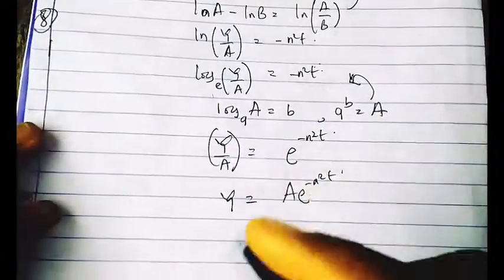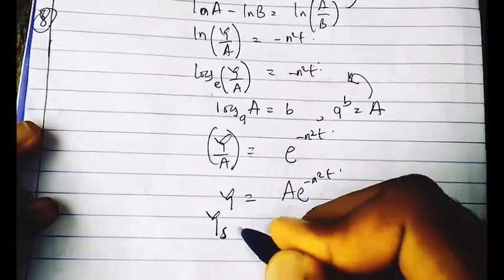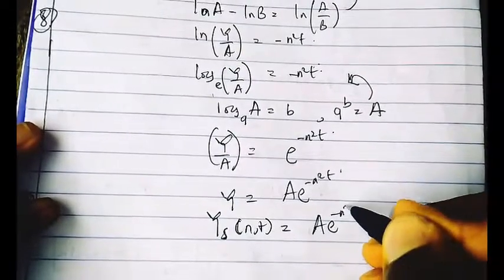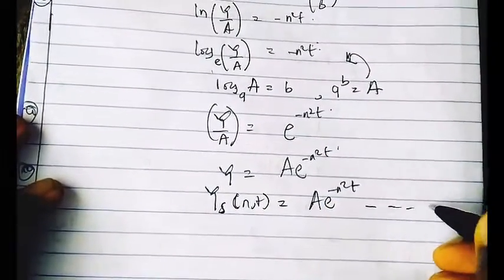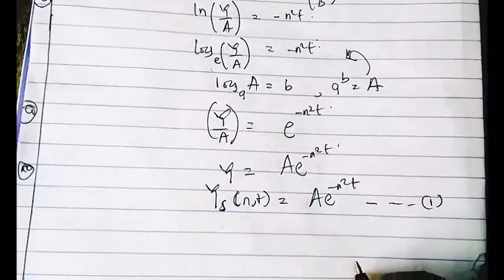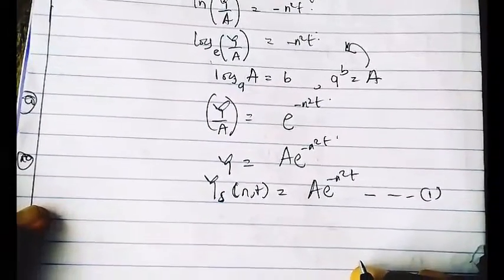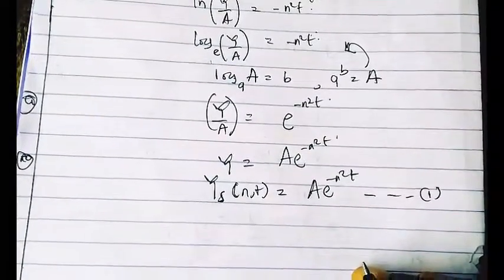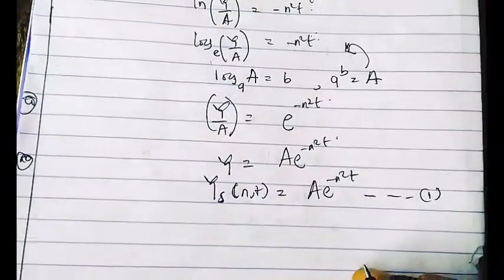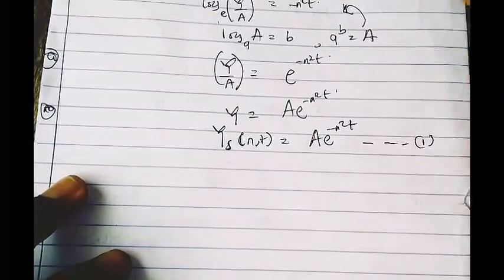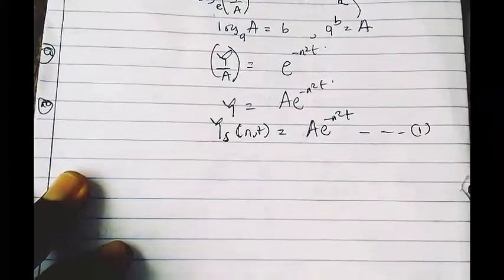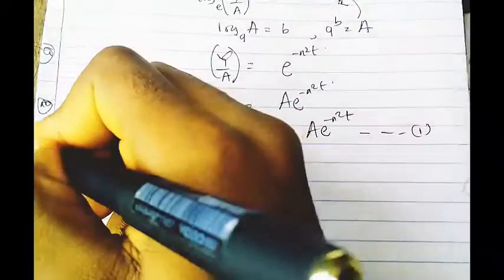And do not forget, my y was my Fourier sine transform of n with respect to t. So it's equal to a times the exponential of minus n squared t. Let's call this equation 1. This is what we had when we integrated, when we solved using separation of variables. Now step 11 goes like this.